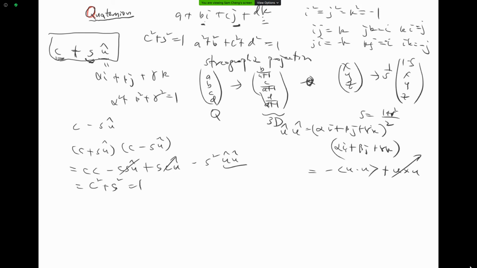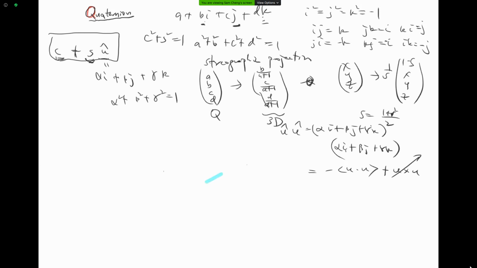So let's see. And why do I like to write like this? Why do I write c and s? Actually, instead of putting c and s here, let me put cosine phi over 2 plus sine phi over 2 u here. And let me call this q here.